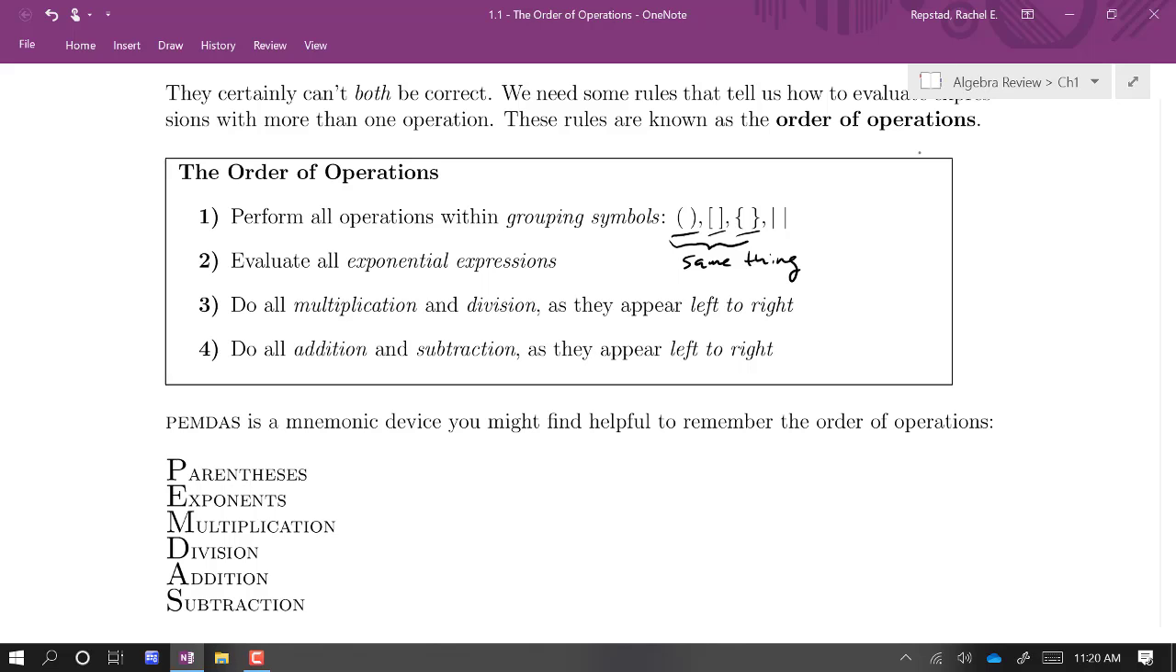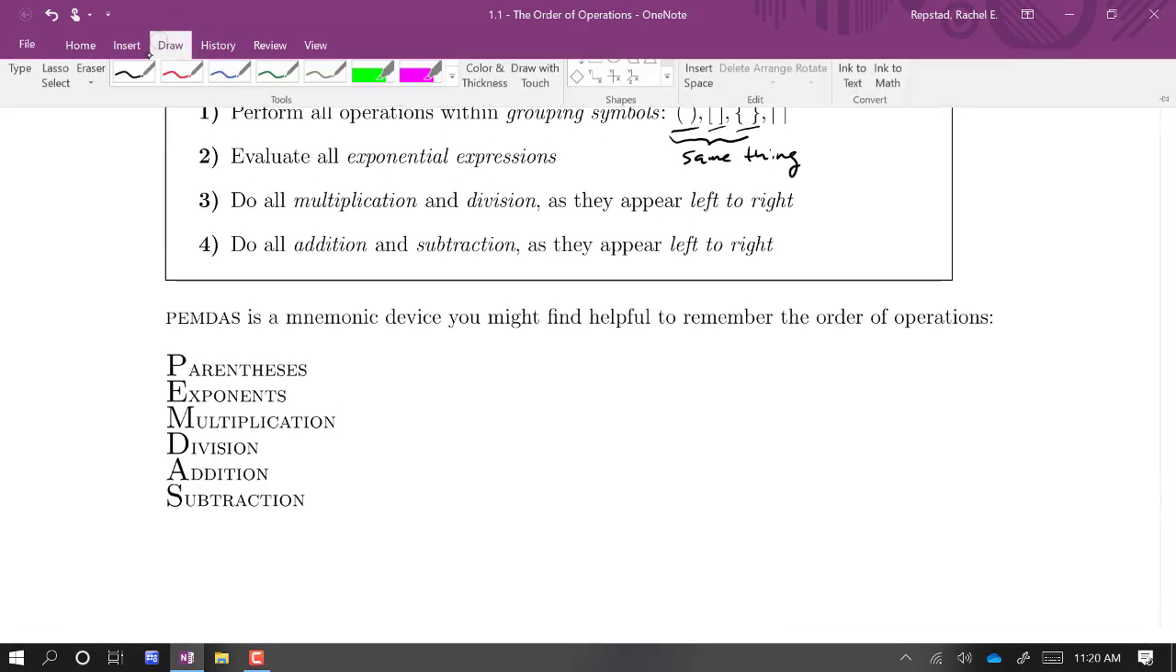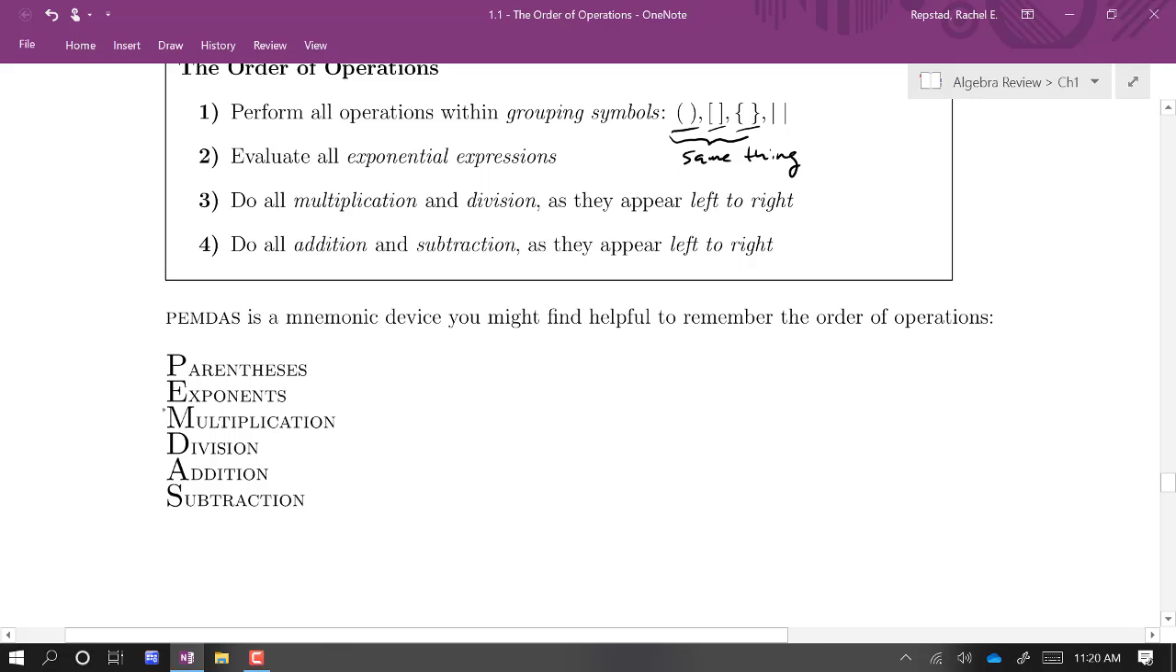Then exponents come next. At that point, then multiplication and division as they appear left to right. It's not that multiplication comes before division. Multiplication and division as a group, they're kind of the same type of operation. We just do it as they appear left to right. Same with addition and subtraction. So some people use this handy mnemonic PEMDAS to remember, and I'm just going to emphasize again, multiplication and division is a group, and we do them as they appear left to right. And the same goes for addition and subtraction.